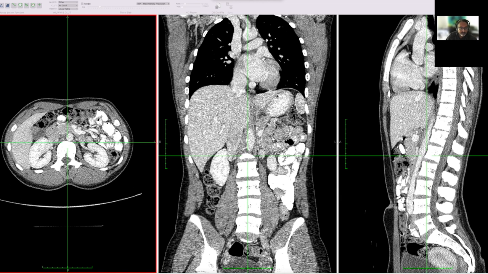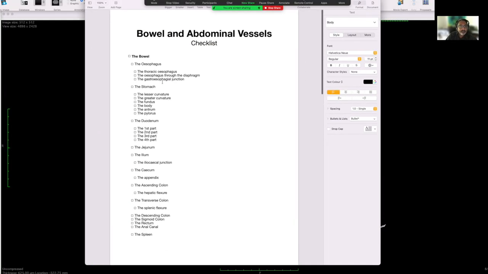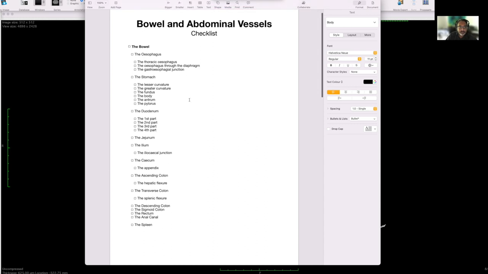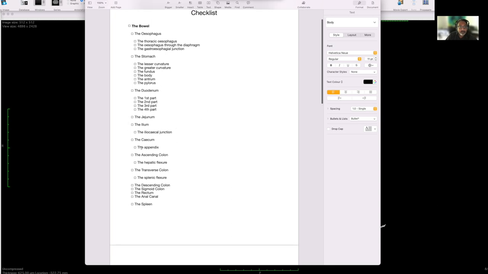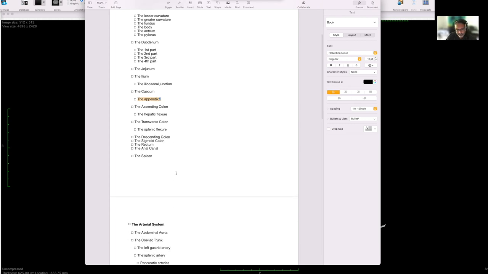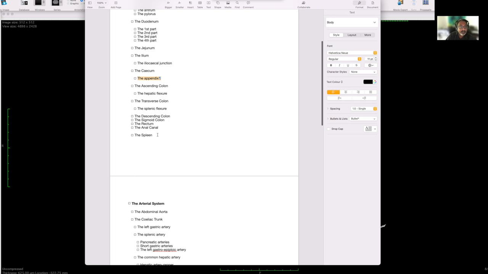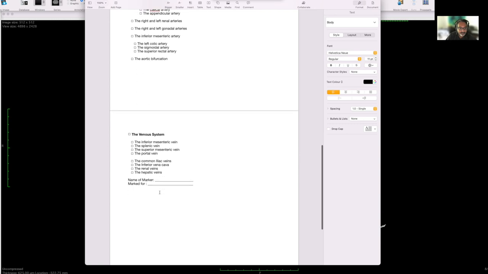All right, let me go to the checklist. This was the checklist, and we've covered this stuff. We've covered the esophagus, the thoracic esophagus, the esophagus to the diaphragm, the gastroesophageal junction. We've covered the stomach, the duodenum, the jejunum, the ileum, the caecum. Oh, we didn't do the appendix. All right, let me show you the appendix. Then we've done the ascending colon, hepatic flexure, the transverse colon, the splenic flexure. We did the appendix, but we'll do it in a better way. We haven't done the arterial system and the venous system, so we'll do that. Let me just show you the appendix, and then we'll do that.